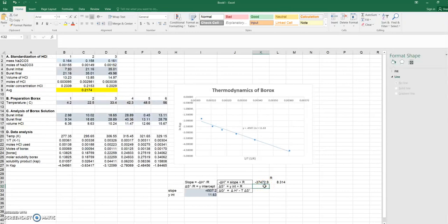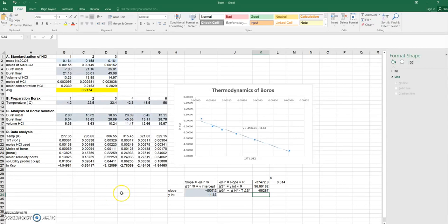For delta s, it's equal to the y-intercept times r. So that is your r. And for delta g, it's just equal to delta h minus T at room temperature times delta S. So this will be equals this minus, and then in parentheses, 298K times S. So this is your delta G.